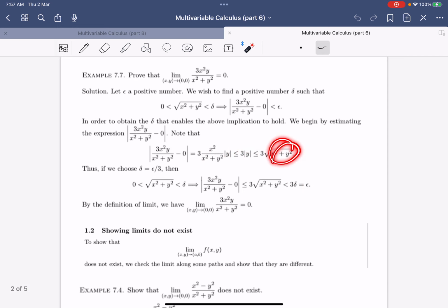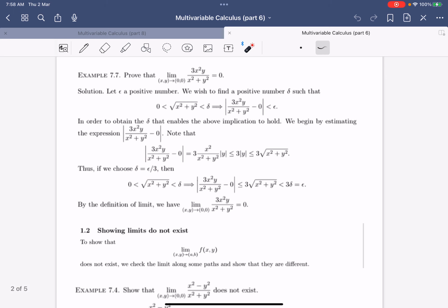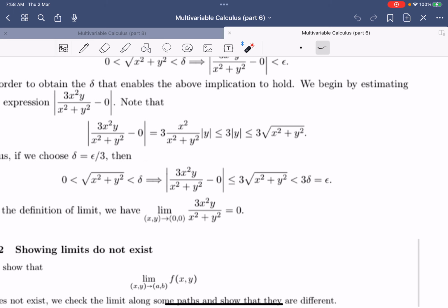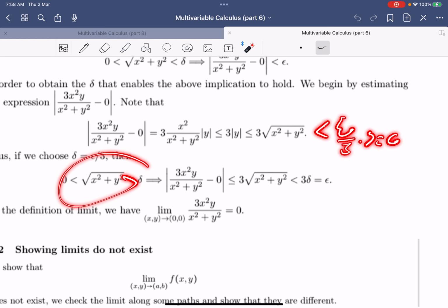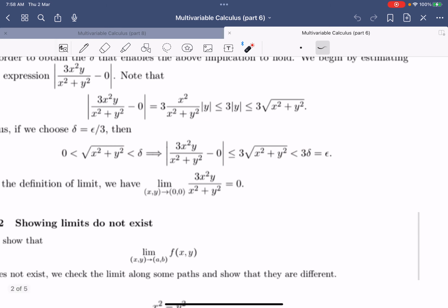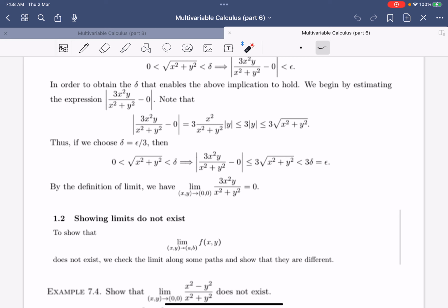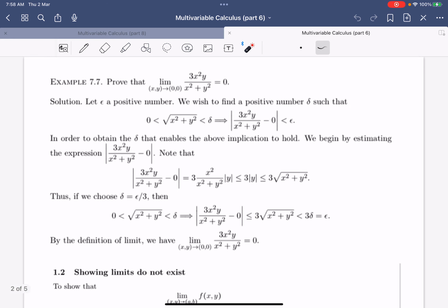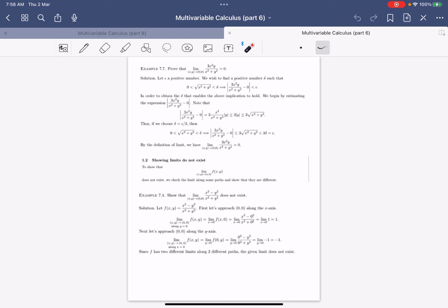And so we now have the square root of x squared plus y squared here, and this is less than delta. So we just need to choose delta equal to epsilon over 3. And when this occurs, this is less than epsilon over 3 times 3, which equals epsilon. So this portion will be less than epsilon, and by the definition, the limit equals 0 as a result. So that's how we show that the limit exists by using the definition.